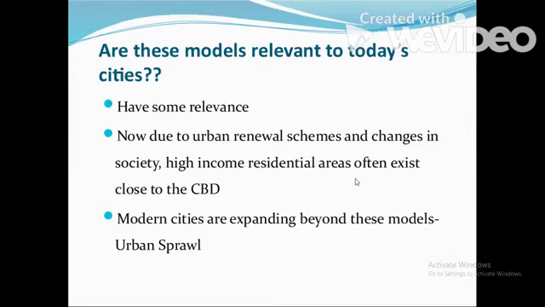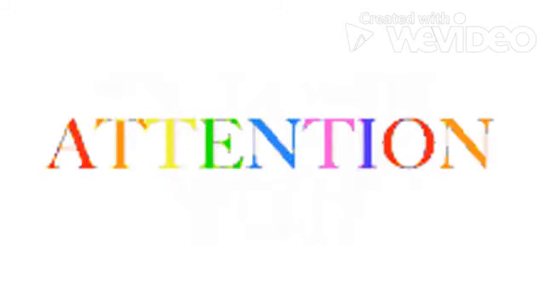And in today's cities, you also have the concept of urban sprawl. So through urban sprawl, modern cities extend beyond the sprawl areas. So this was in brief about the various urban models. And in the next class, we will see certain other models. So these are the traditional models. There are also some other models which we will see in the next class.